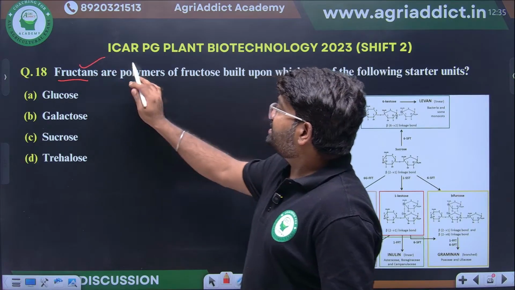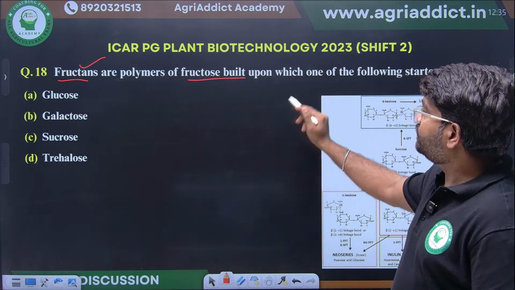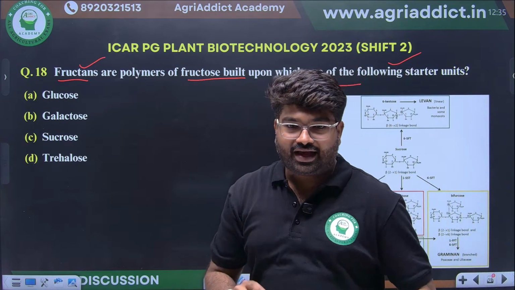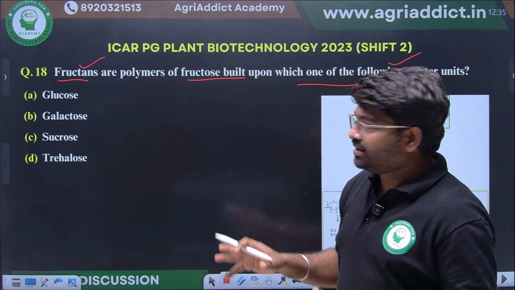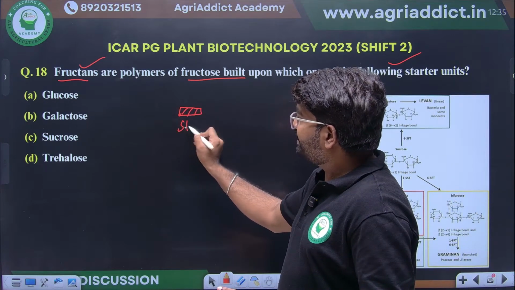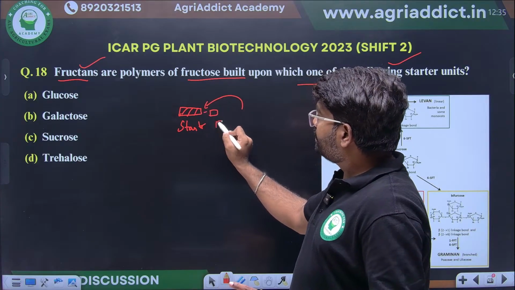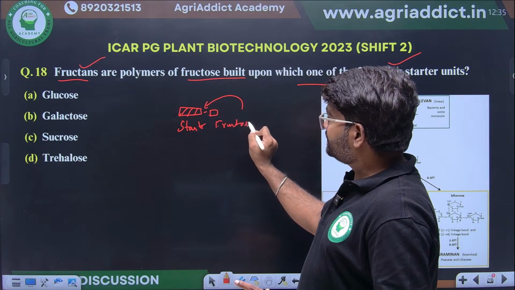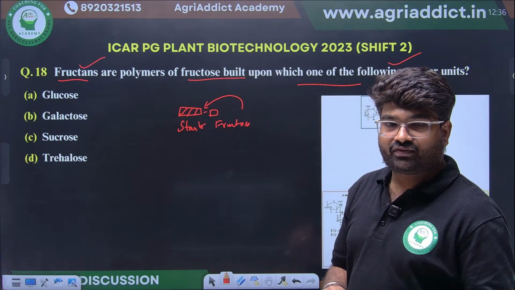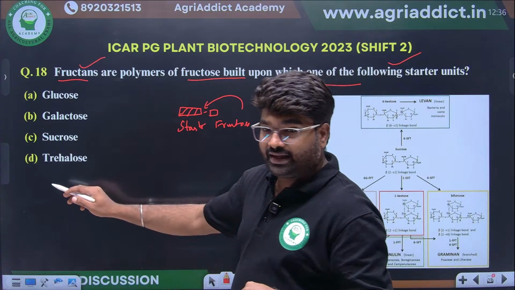Fructans. Fructans are polymers of fructose built upon which of the following starter units? They are asking fructan is synthesized from which starter unit, so that further fructose molecules will come and join here. What will be the starter? Any guesses? Sucrose or galactose or fructose or trehalose? Yes, sucrose will be the starter.